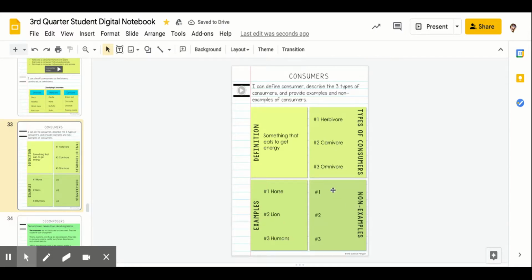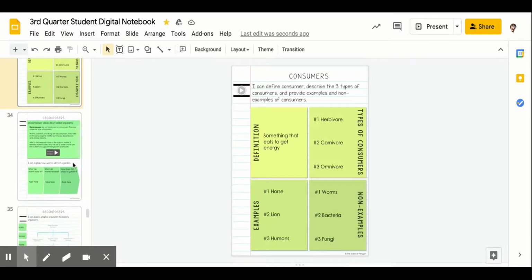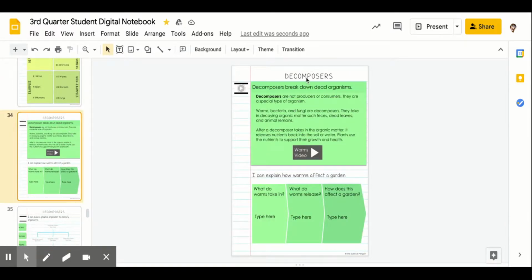Some things that are not examples of consumers, we could have them be anything that does not eat plants or animals to get energy. So those could be things like worms or bacteria or fungi. And we're actually going to talk about worms, bacteria, and fungi right now because they're not consumers, they're actually decomposers.